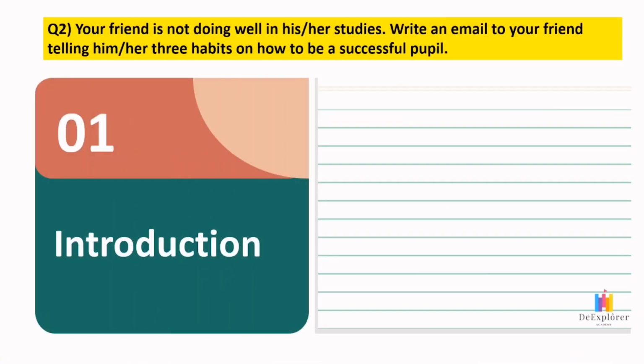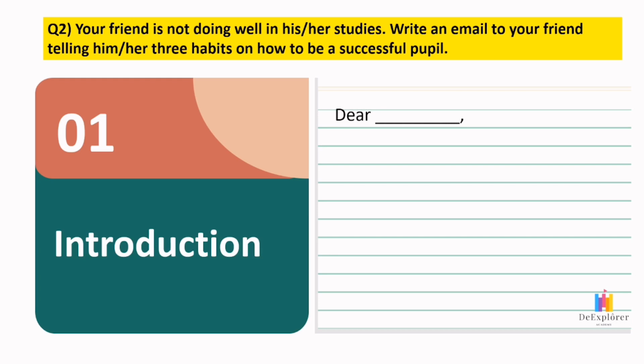Let's take a look at the introduction. Okay, for the introduction, you need to write the salutation first, that is dear, and your friend's name. Okay, so if you have written Alex in the email, so you will have to write dear Alex now. Okay, after writing the salutation, then you need to write two lines, two sentences for the introduction. Okay, always refer to the question when you write your introduction.